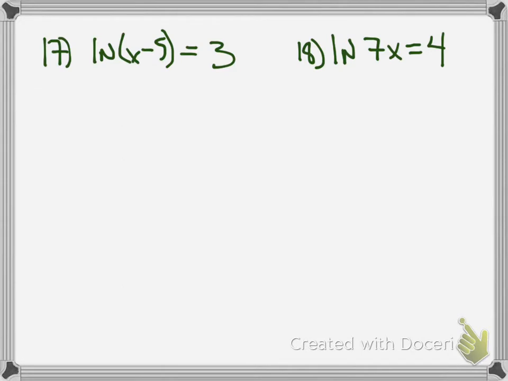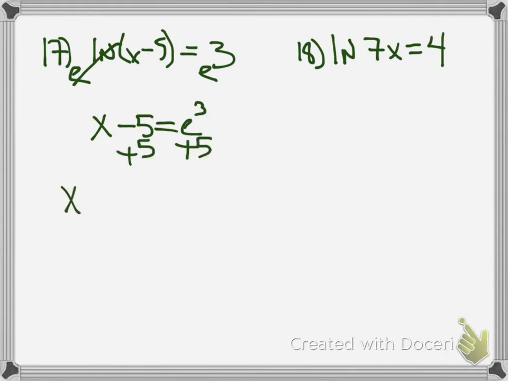Okay, so 17 and 18, I want them together because they're both by themselves in the natural log. When you solve for x here, you want to get rid of the natural log. You want to make sure everything is inside the natural log by itself. So again, put e here. When you do that, that gets rid of this. Leaves me x minus 5 is equal to e to the 3rd power. Add 5 to both sides. So I can type into the calculator e to the 3rd power plus 5, press enter, and get my answer, which in this case should be 25.09.